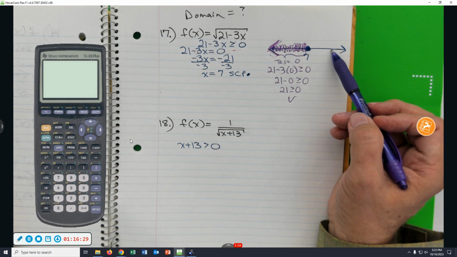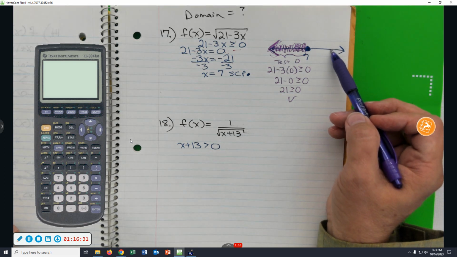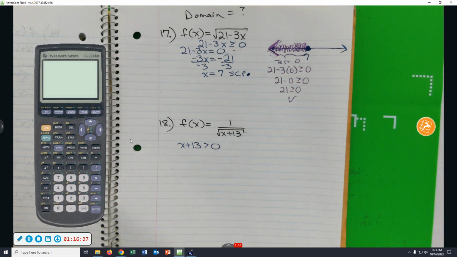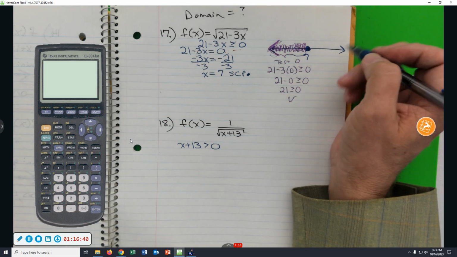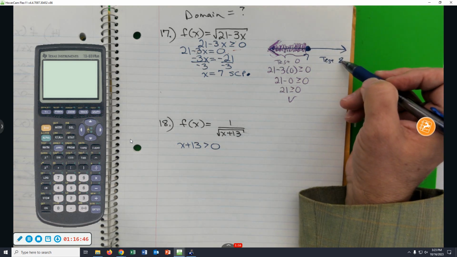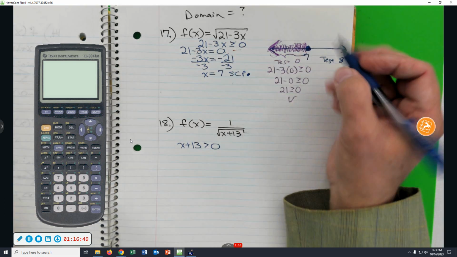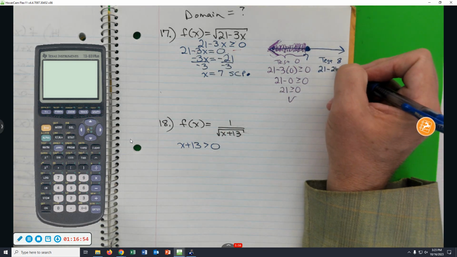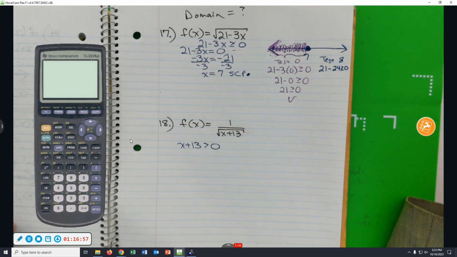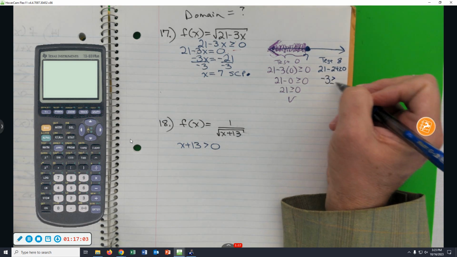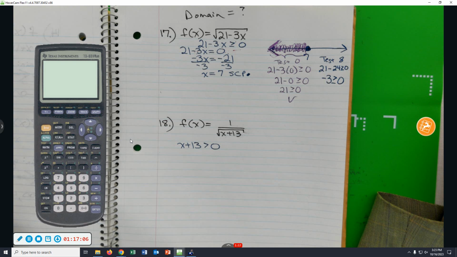Okay. So what do we assume is going to happen? Hey, suppose you had tried to test a number over here. Suppose you had tried to test something like 8. What would have happened? What do you expect to happen? False. If you had tested something like 8 or 10, you'd have 21 minus 3 times 8, which is 24, is bigger than 0. 21 minus 24, that's a -3, is greater than or equal to 0. True or false? False, so you would have crossed it out.